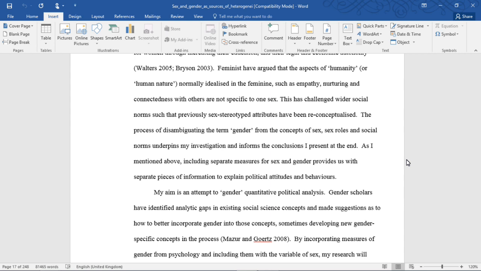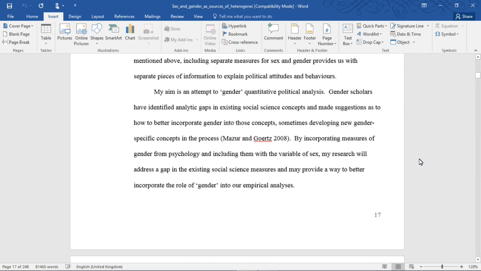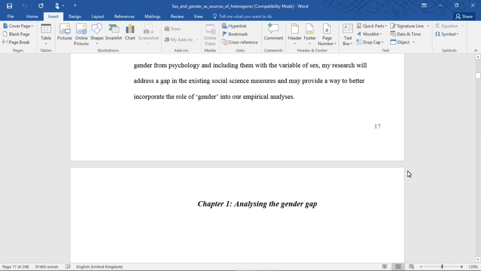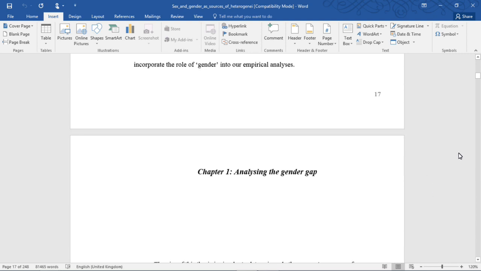As I mentioned above, including separate measures for sex and gender provides us with separate pieces of information to explain political attitudes and behaviors. My aim is an attempt to gender quantitative political analysis. Gender scholars have identified analytic gaps in existing social science concepts and made suggestions as to how to better incorporate gender into those concepts, sometimes developing new gender-specific concepts in the process. By incorporating measures of gender from psychology and including them with the variable of sex, my research will address a gap in the existing social science measures and may provide a better way to incorporate the role of gender into our empirical analyses.